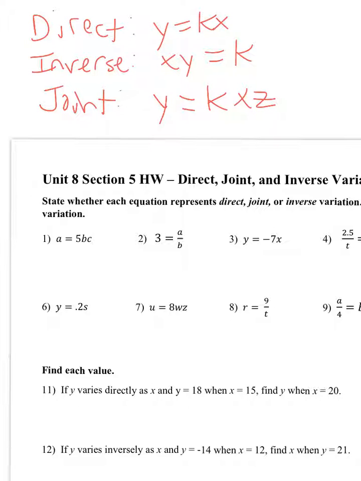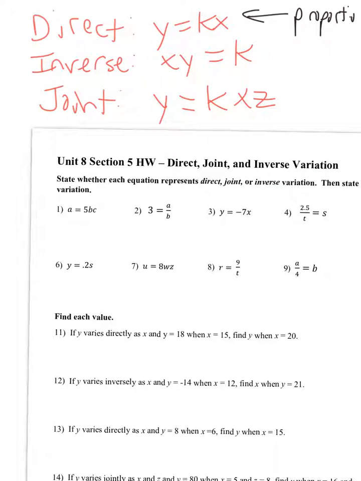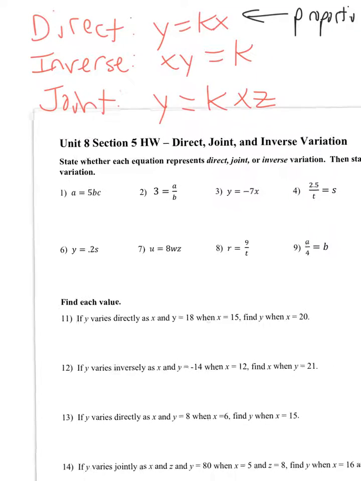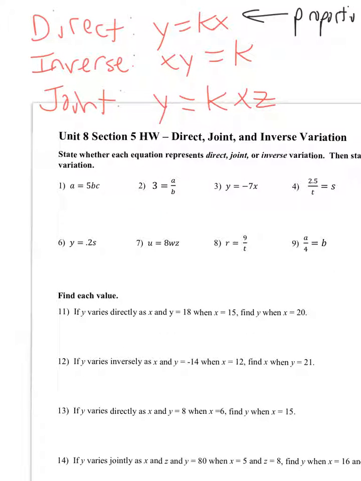Okay, so the key thing is direct variation really is proportional, is what that means. So just think of proportion. Inverse variation is inversely proportional, and joint variation involves the third variable. So that's kind of things to keep in mind. Now, in the first part of the section here, if we look right here, we're just identifying which they are.